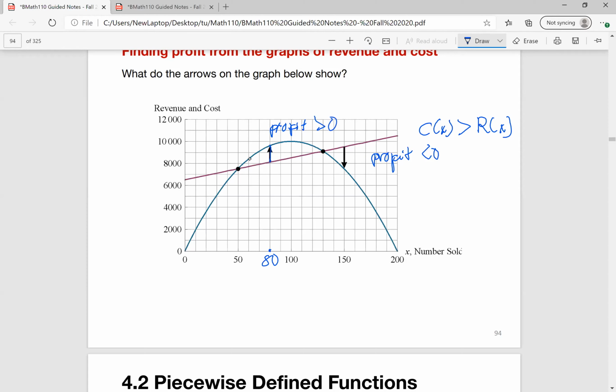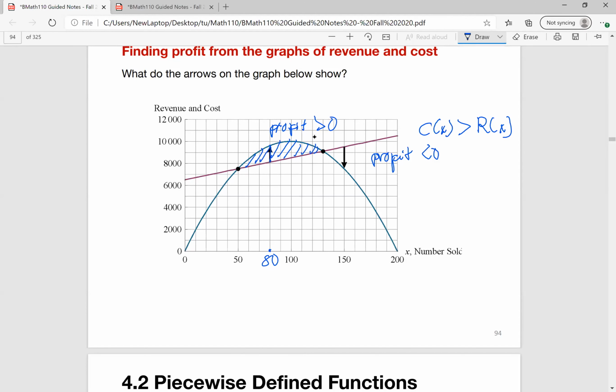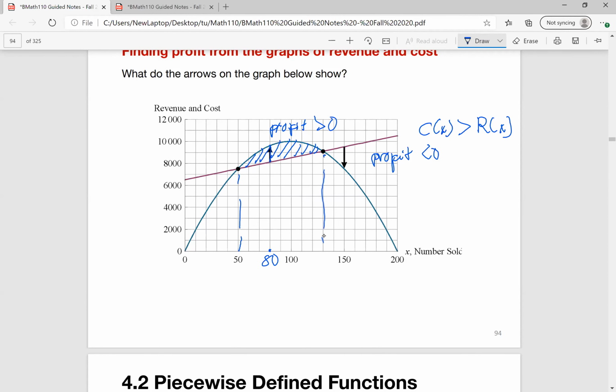So actually, in order to get the profit greater than zero, you need to make sure your profit is in the area between x equal to 50 and x equal to 130. So then you're going to have profit greater than 0. Okay.